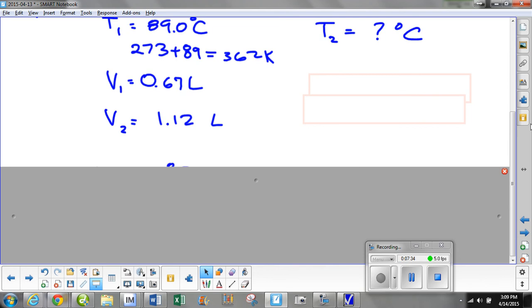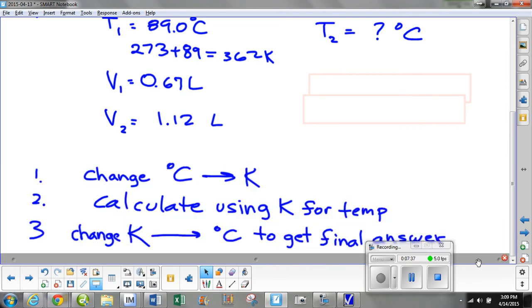Now, here is your roadmap, folks. This is big picture stuff. Notice we already changed our degrees centigrade to kelvins. We run the calculation using Charles' law, but it has to be in kelvins. It won't work if you don't. After we get the answer in kelvins, then we're going to change Kelvin back to centigrade because that's what they were asking for here. Make sense?